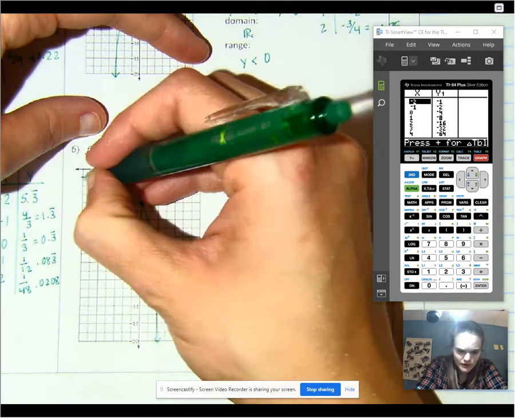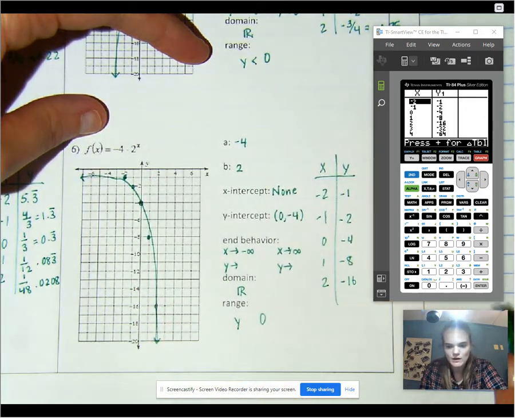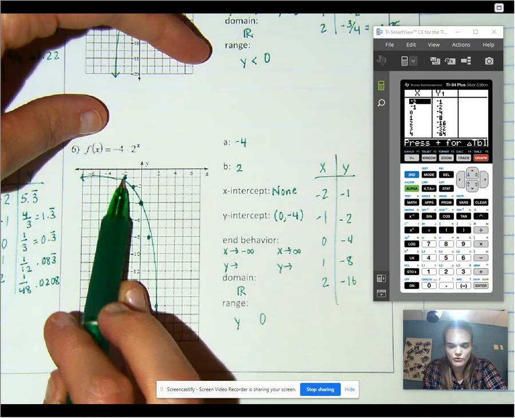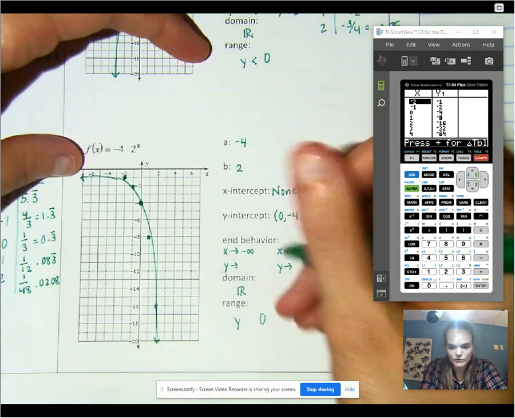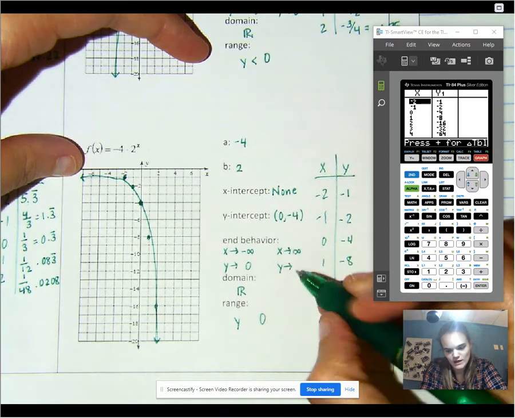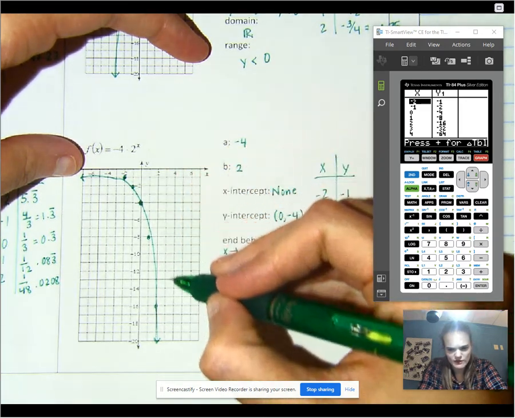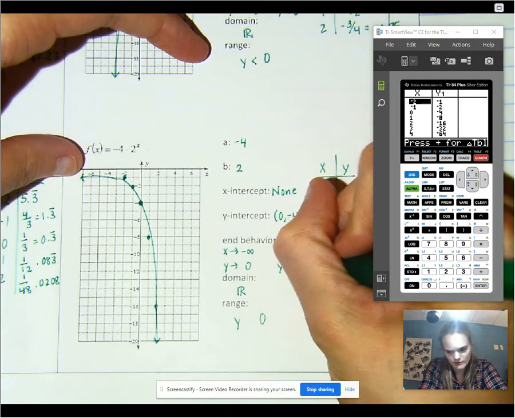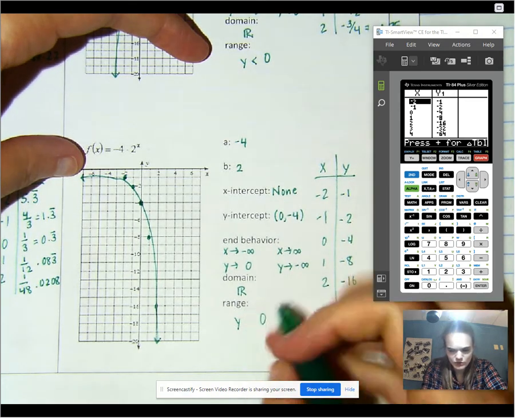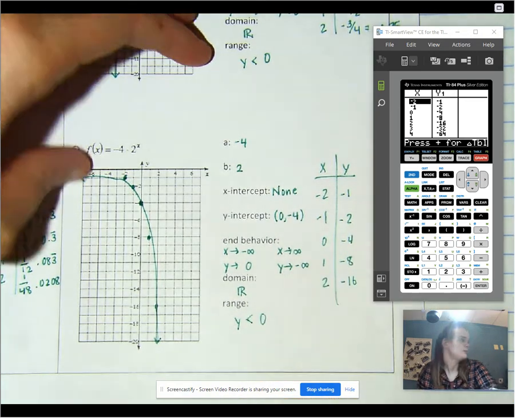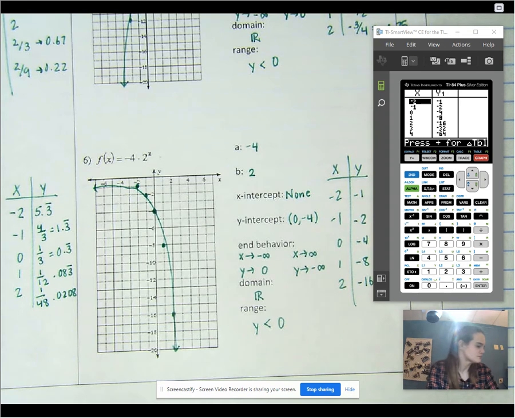Well, I didn't draw that great because I missed some of the points. In behavior, when x goes towards negative infinity, y goes towards 0. When x goes towards infinity, y goes towards negative infinity. And it is the values less than 0. Okay, that is all of graphing exponential functions.